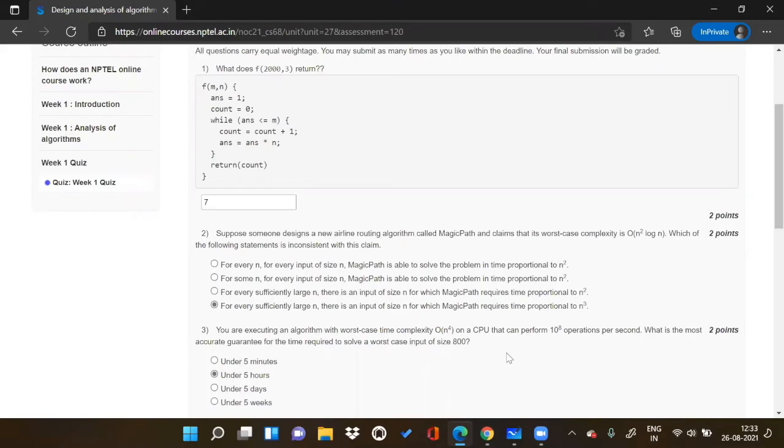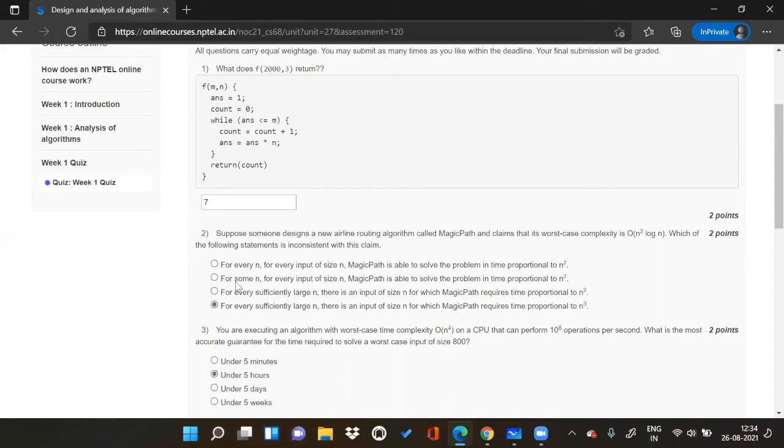The first option says that for every input size n, magic path is able to solve the problem in time complexity n square. Yes, it is possible that our code might be going up to the complexity of n square, because n square log n is the upper bound. Beyond this, the code will not go, but the n square log n can be reduced to n square also if the input case is good enough for the computation, right? So what is the second option?